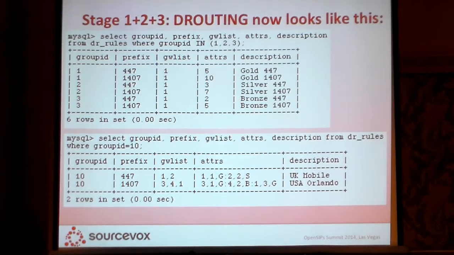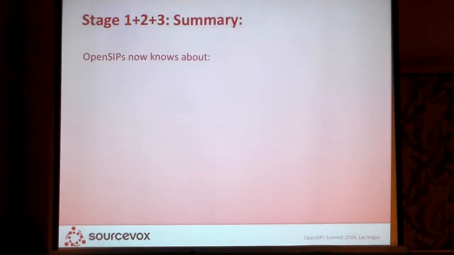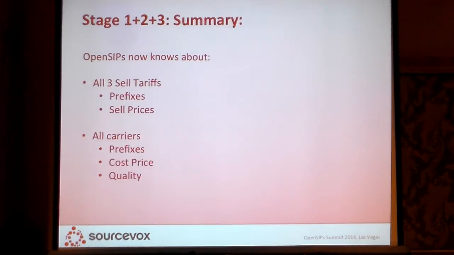Just as an overview, this is basically what the tables look like now. You've got your 3 groups, gold, silver and bronze, and your group ID 10, which is the cost group, which has got your cost price attributes. All we need to do is write the code. It's been written but not tested.